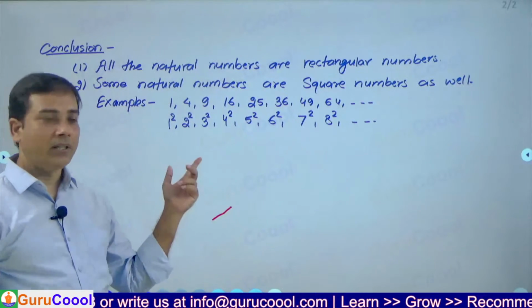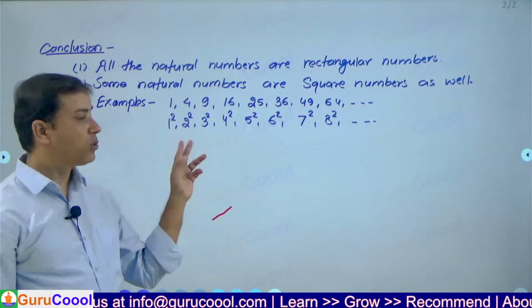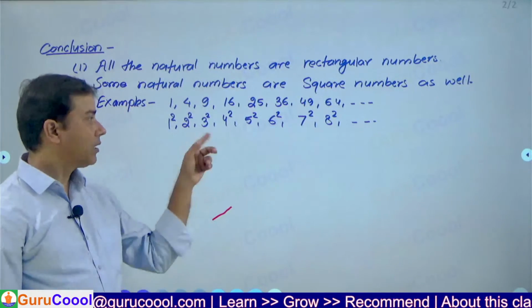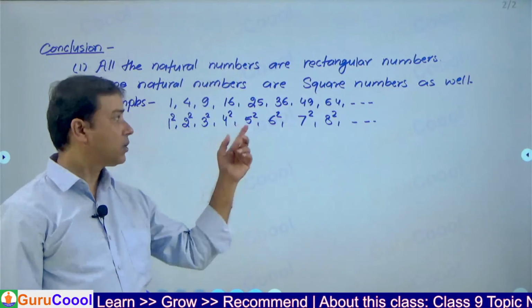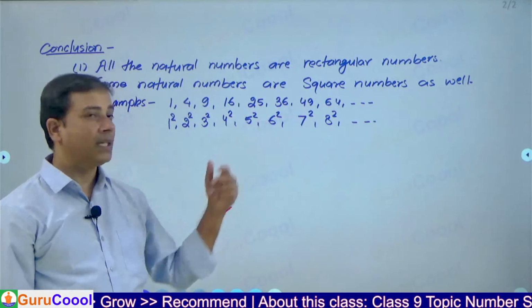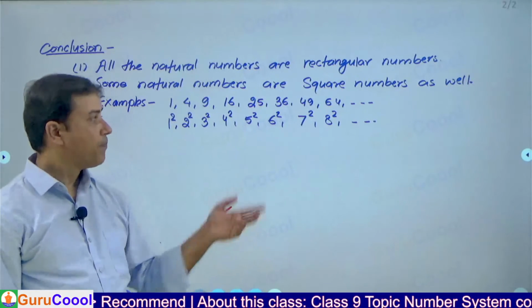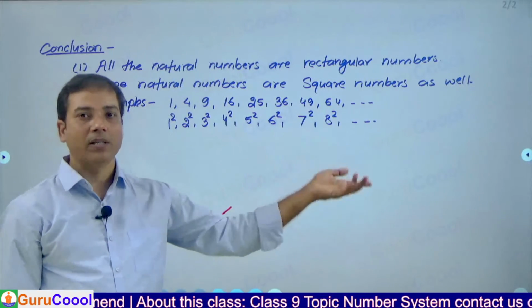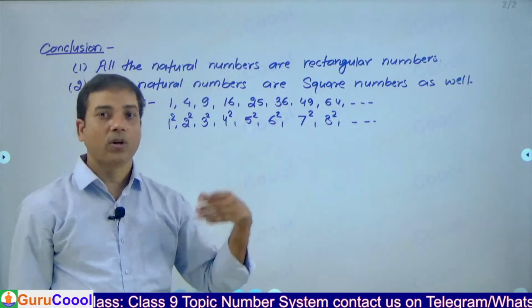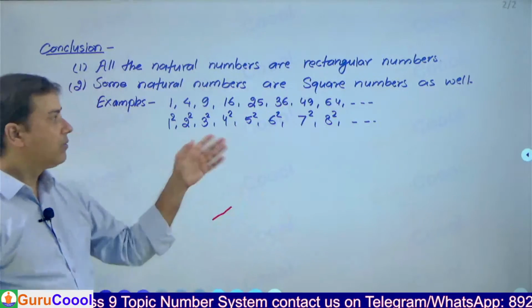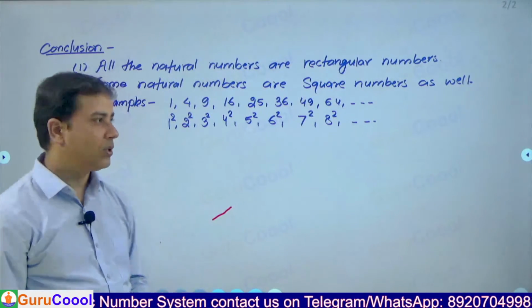1 square is 1, first square number. 2 square is 4, second square number. 3 square is 9, next. 4 square is 16, next. 5 square 25, next. 6 square 36. 7 square 49, 8 square 64, 9 square 81, 10 square 100, 11 square 121. This way it's very easy to find out those square numbers.